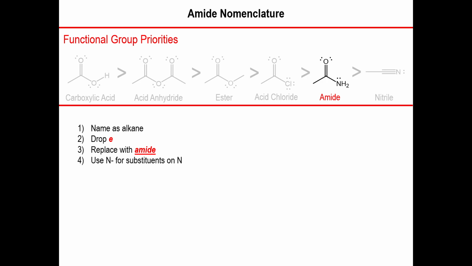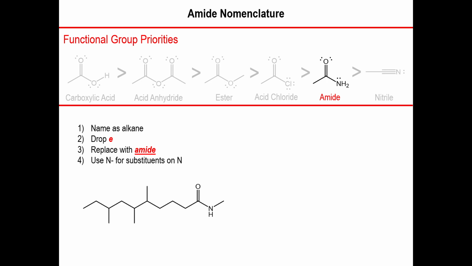Now, there will be situations where substituents are actually present on the nitrogen atom. So you will have to specify where those substituents are by using the letter N followed by a hyphen. So instead of a number and hyphen, now you have N hyphen to tell that the substituents are explicitly bound to nitrogen and not to the carbon chain.